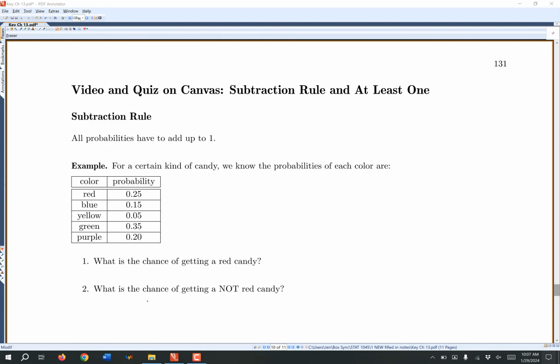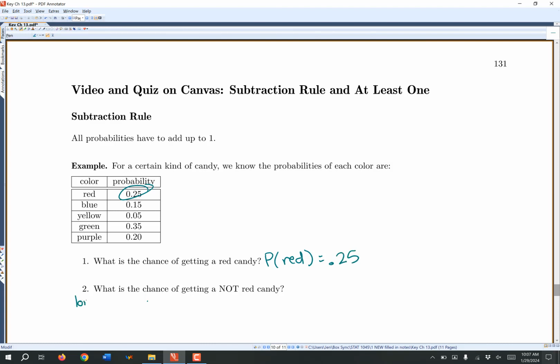For example, let's say we have some candy and we know the probabilities of each color, and I ask you, what's the chance of getting a red candy? The probability of red is simple. I look at it, it tells me it's 0.25. Now, what's the chance of getting a not red candy?